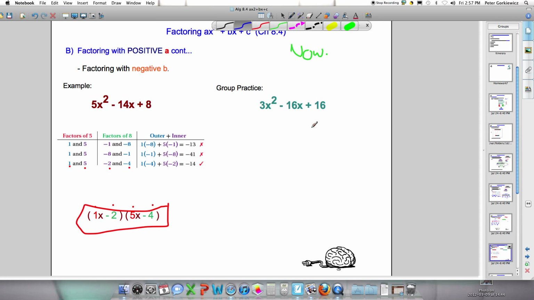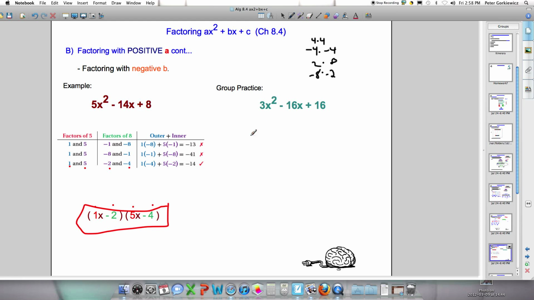Let's try this out. We know that 16 can be just a couple of things: probably 4 and 4, negative 4 and negative 4, or 2 and 8, negative 2 and negative 8, right? So those are a couple of things that those could be.